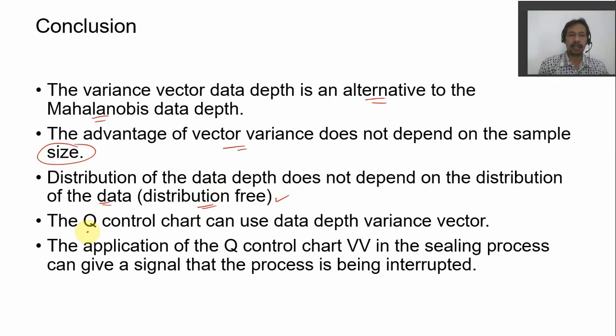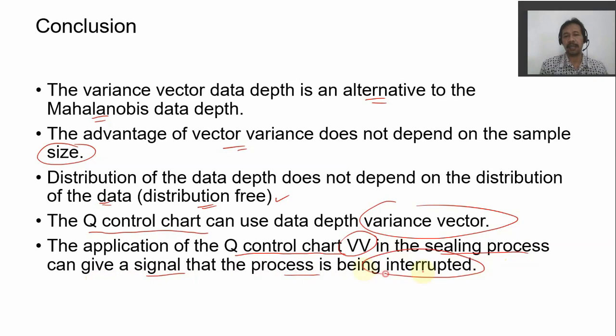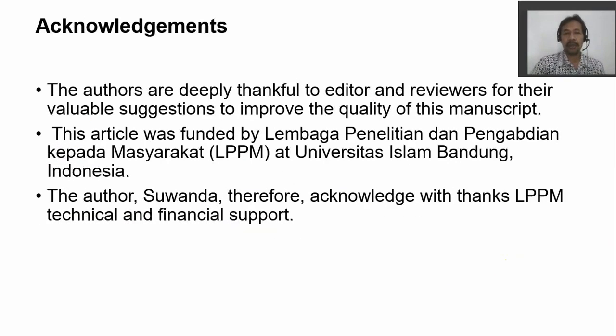Then we have constructed the Q control chart by using vector variance depth. And then we have applied our Q control chart with vector variance in the sealing process, and it signals that the process is being interrupted. The process is out of control.